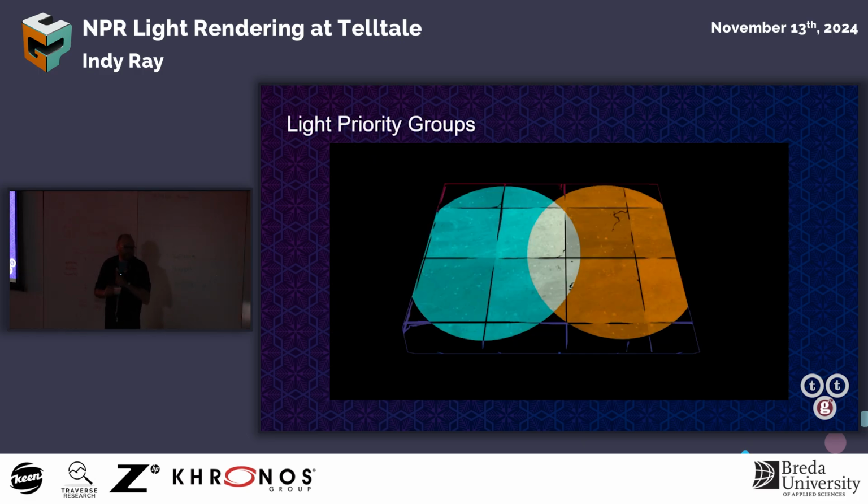So light priority groups is kind of our next main system. So generally when you have two lights, say in this case, an orange and a teal light, and they overlap, those colors mix, and that's accurate and good and all, but we're really going for this comic book look, and we really want the orange and the teal to shine, and we don't really want these medium yellows in our game. They kind of dilute the style a bit.